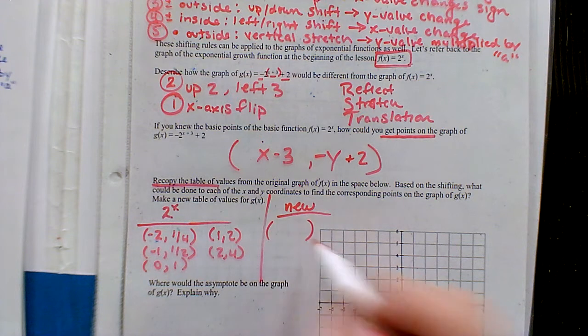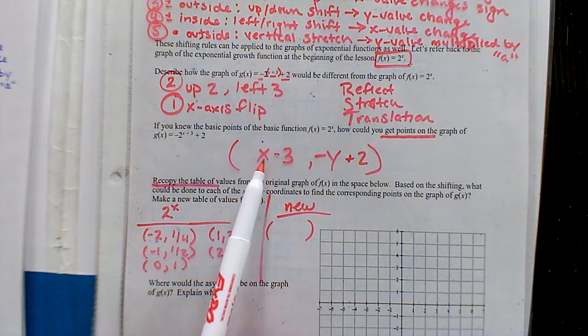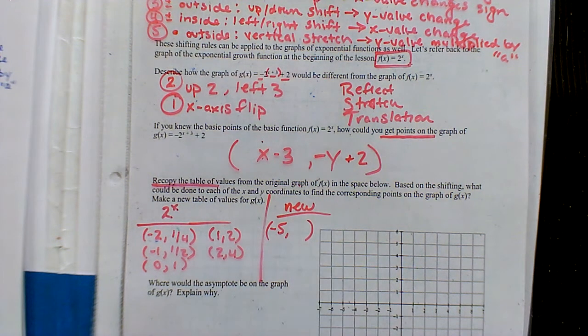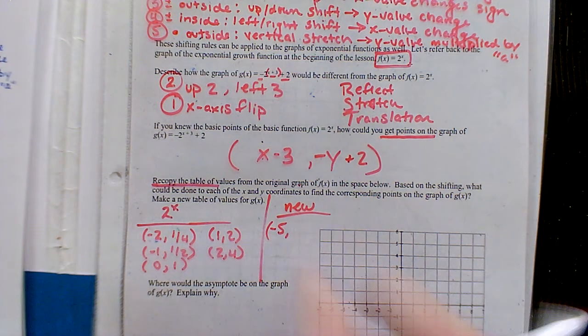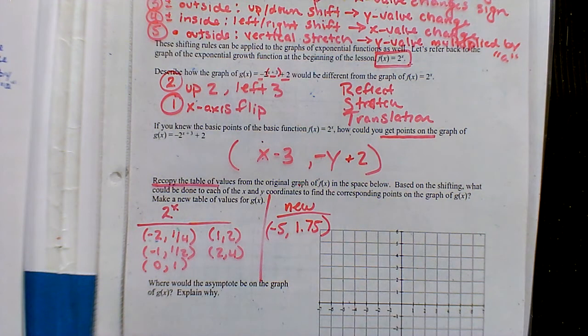Let's see if we can figure out our first new ordered pair. This -2 is an x value, so if we plug it in for x, we'll have -2 minus 3, which would be -5. The 1/4 was a y value, so if we plug it in for y, we'll have -1/4 plus 2, which would give us 1.75. Do you guys think you can plug in the other ordered pairs to get your new points?